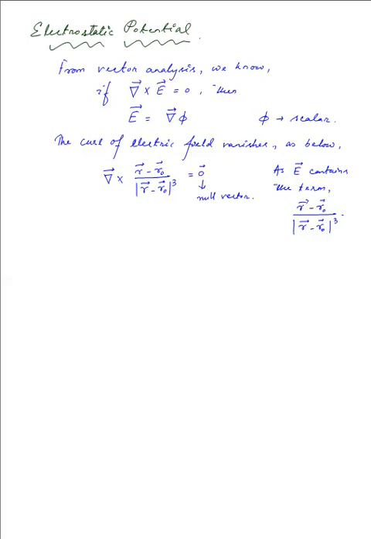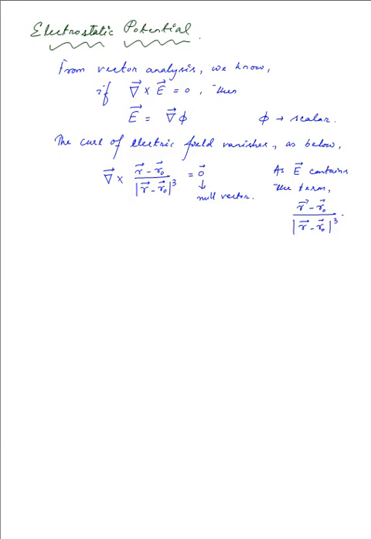Hello, in this video we are going to discuss electrostatic potential in university-level physics. Now from vector analysis we know that if the curl of a vector is equal to 0, then that vector must be the gradient of a scalar quantity.